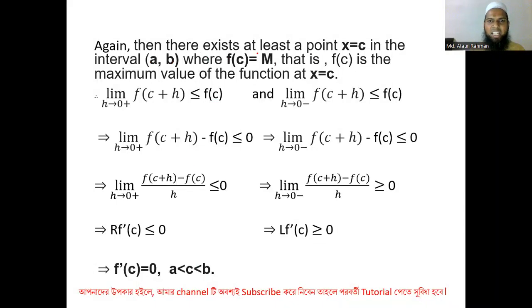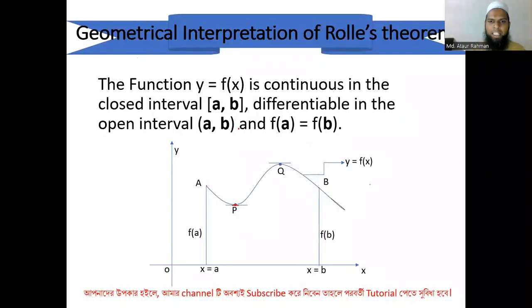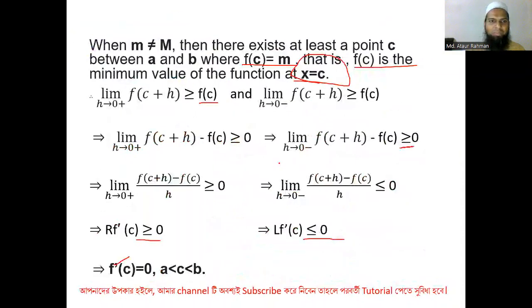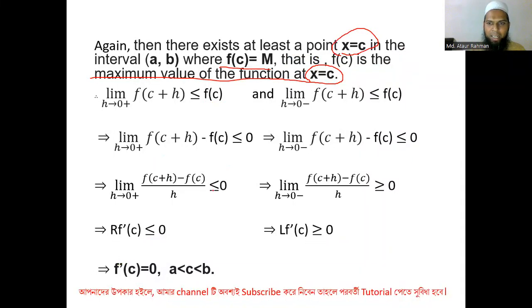Again, there exists at least a point x equal to c in the interval A to B, where f(c) equals M. That is, f(c) is the maximum value of the function at x equal to c. So in the figure, this is the maximum value. So h tends to 0 plus or 0 minus, f(c plus h) is always less than or equal to f(c), since it is the maximum value. So h tends to 0 plus, f(c plus h) is less than or equal to f(c). Again, h tends to 0 minus, f(c plus h) is always less than or equal to f(c).